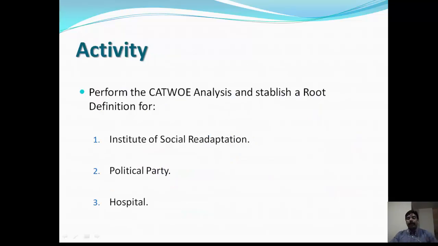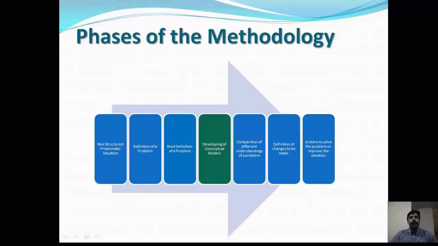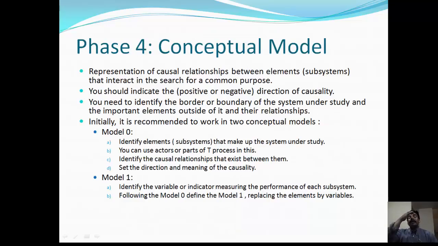This is another activity that you have already done, and we continue with the next phase in the methodology, which is the developing of conceptual models. First of all, what is a conceptual model? It's a representation of causal relationships between elements or subsystems that interact in the search of a common purpose. And if we have to find this common purpose in the CATWOE analysis, the common purpose will be the Weltanschauung. The Weltanschauung is the common purpose of every system.